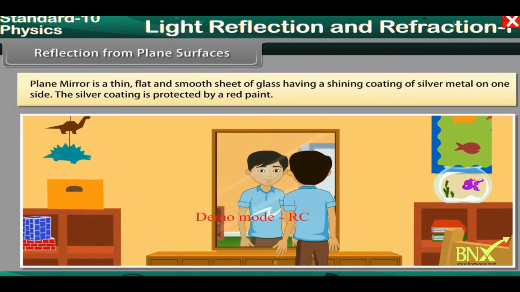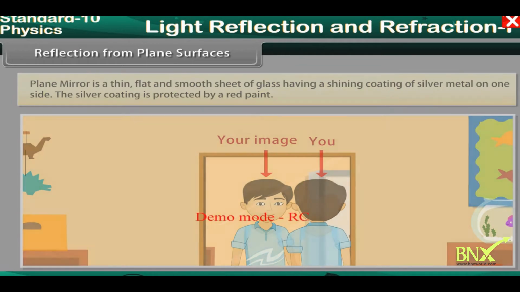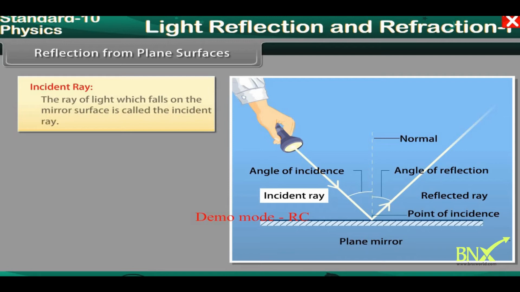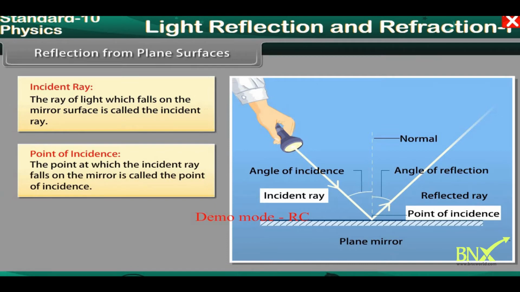Plane mirror is a thin, flat, and smooth sheet of glass having a shining coating of silver metal on one side. The silver coating is protected by a red paint. Meanings of important terms are as follows to understand the figure. Incident ray. The ray of light which falls on the mirror surface is called the incident ray. Point of incidence. The point at which the incident ray falls on the mirror is called the point of incidence.